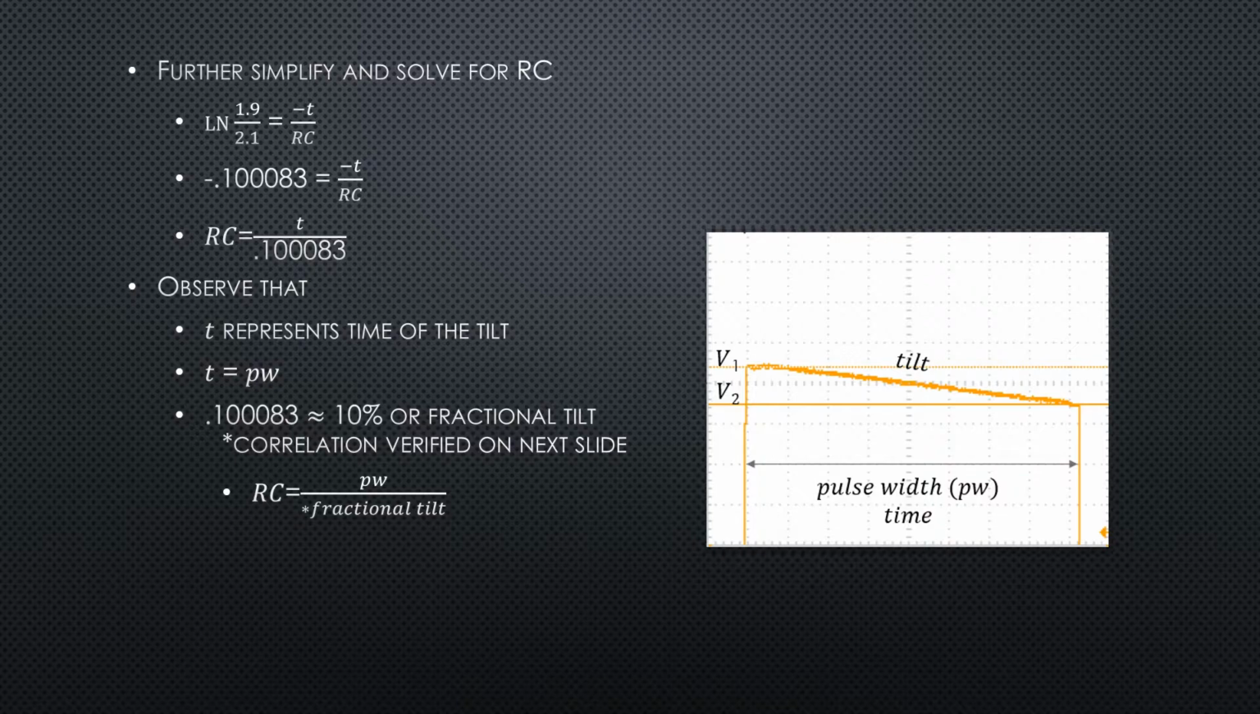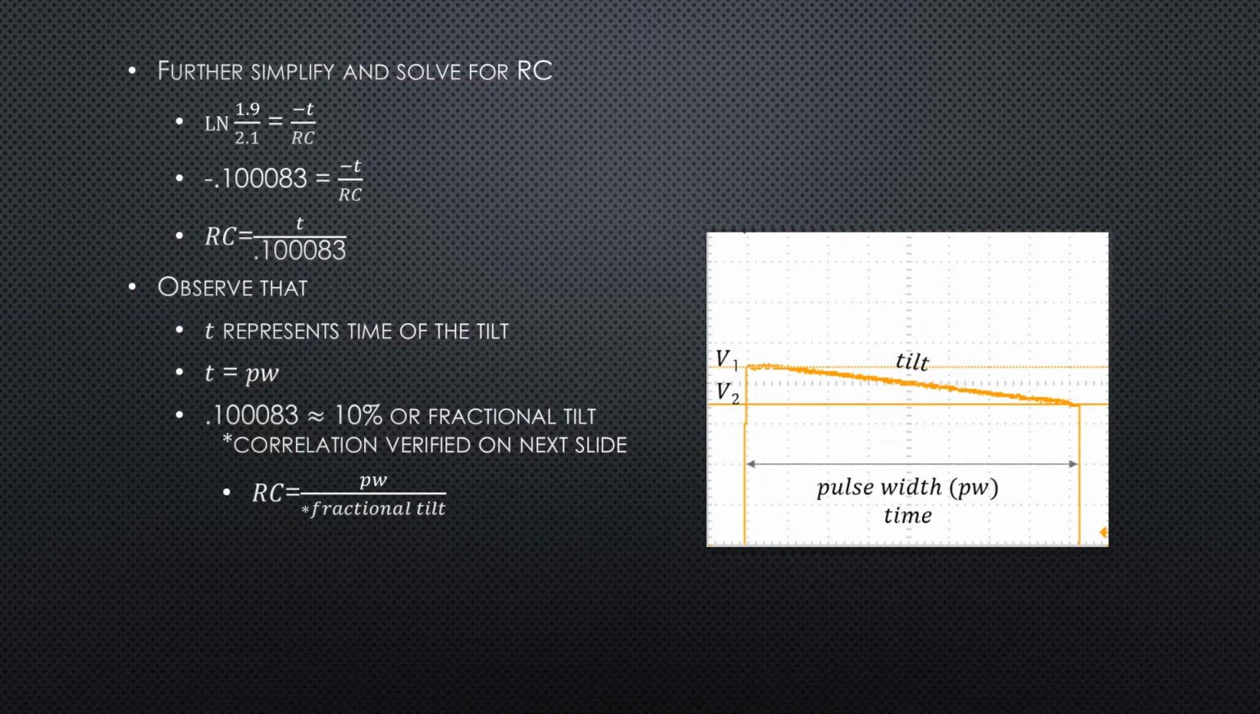Simplify that as RC equals T over 0.10083. Okay, now we're going to look at time here and the correlation with pulse width. So now we can substitute in that. The other thing that I observed here is 0.10083 looks pretty close to 10%. So the speculation is RC is equal to pulse width divided by fractional tilt.